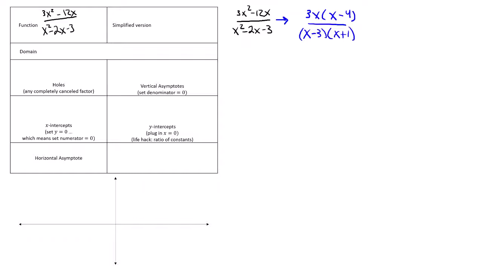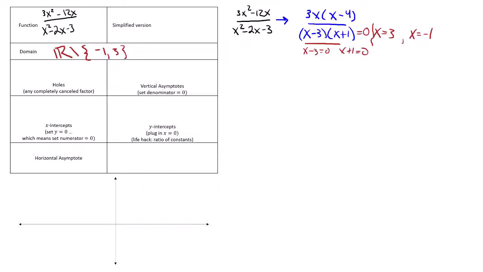All right, so next thing we want to do is find the domain. The domain is going to be where the denominator is equal to 0. So we're going to get x is 3 and x is equal to negative 1. We got those by setting x minus 3 equal to 0, x plus 1 equal to 0. So our domain is all real numbers except for negative 1 and 3.